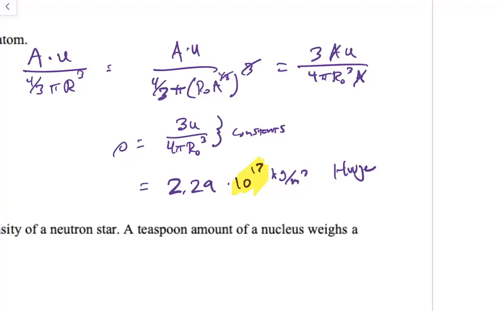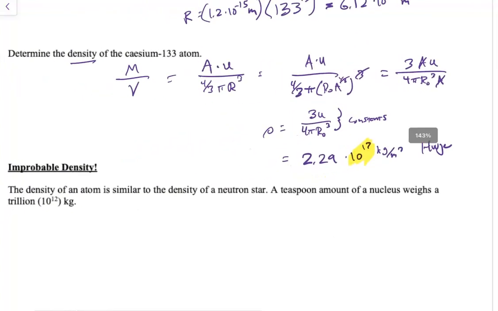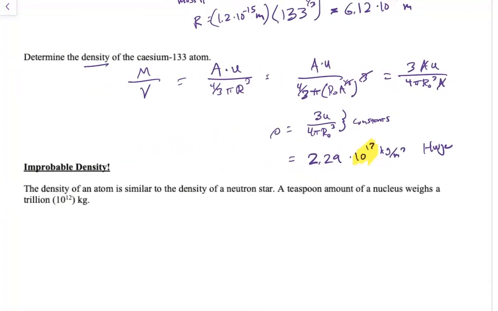And just to get an idea, this density of an atom is similar to the density of a neutron star, so that must mean that protons and neutrons pack very similar to the neutron star due to the strong nuclear force. But a teaspoon of this weighs 10 to the 12th kilograms. A teaspoon, right? What is that? A million kilograms in 1 teaspoon. So that's super, super dense and very improbable, but that doesn't mean not possible. It's just kind of unclear to us as humans.